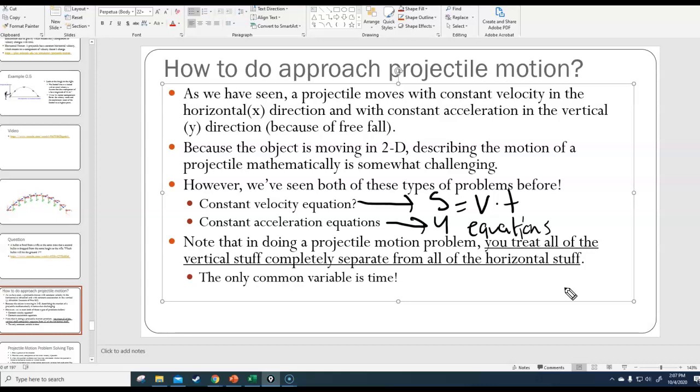So make sure when you're doing these problems, you treat all of the x stuff separately from all of the y stuff. All of the vertical stuff is completely separate from the horizontal stuff, and those two things don't interact with each other except through time. If you have time in one equation, that's going to be the same time in the other type of motion. That's the only thing they have in common.